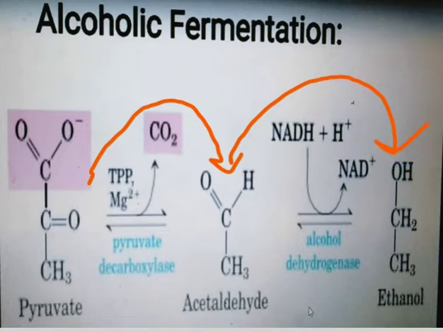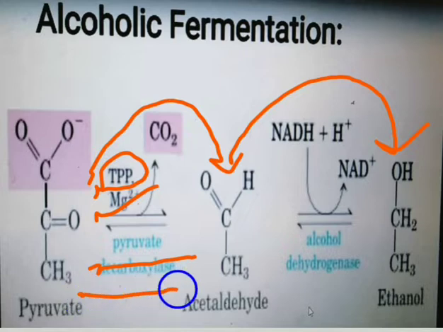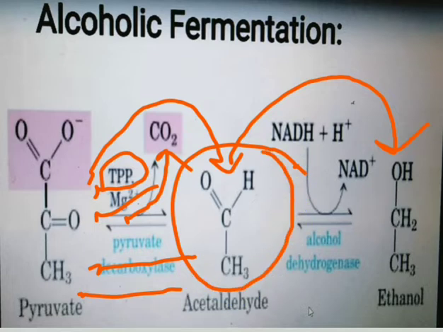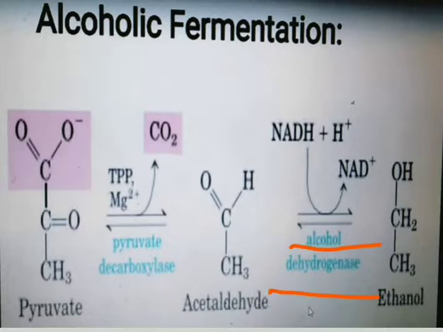Here, TPP is a coenzyme, as I have explained in my lecture on vitamin B complexes and in my lecture on pyruvate dehydrogenase. TPP is vitamin B1, and it is a coenzyme used here. Magnesium ions are also used, along with the pyruvate decarboxylase enzyme, and a carbon dioxide molecule is released and it is converted into acetaldehyde. From acetaldehyde, ethanol is formed, CH3CH2OH, and here also a molecule of NADH is converted into NAD positive. Here the enzyme is alcohol dehydrogenase.